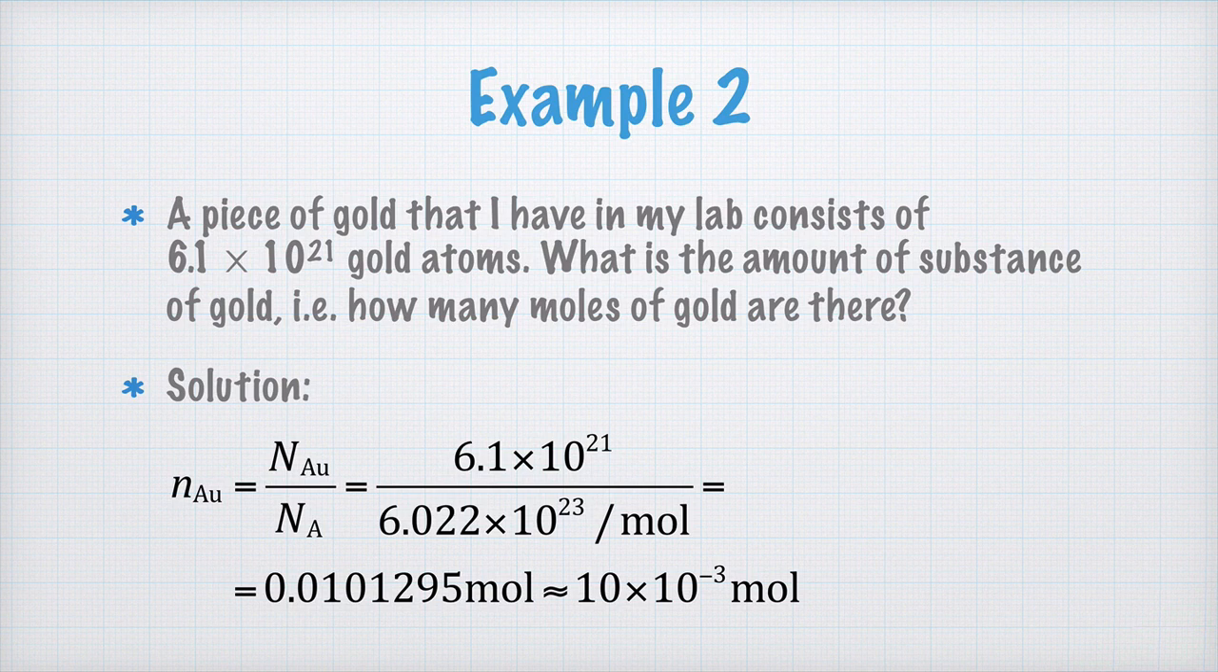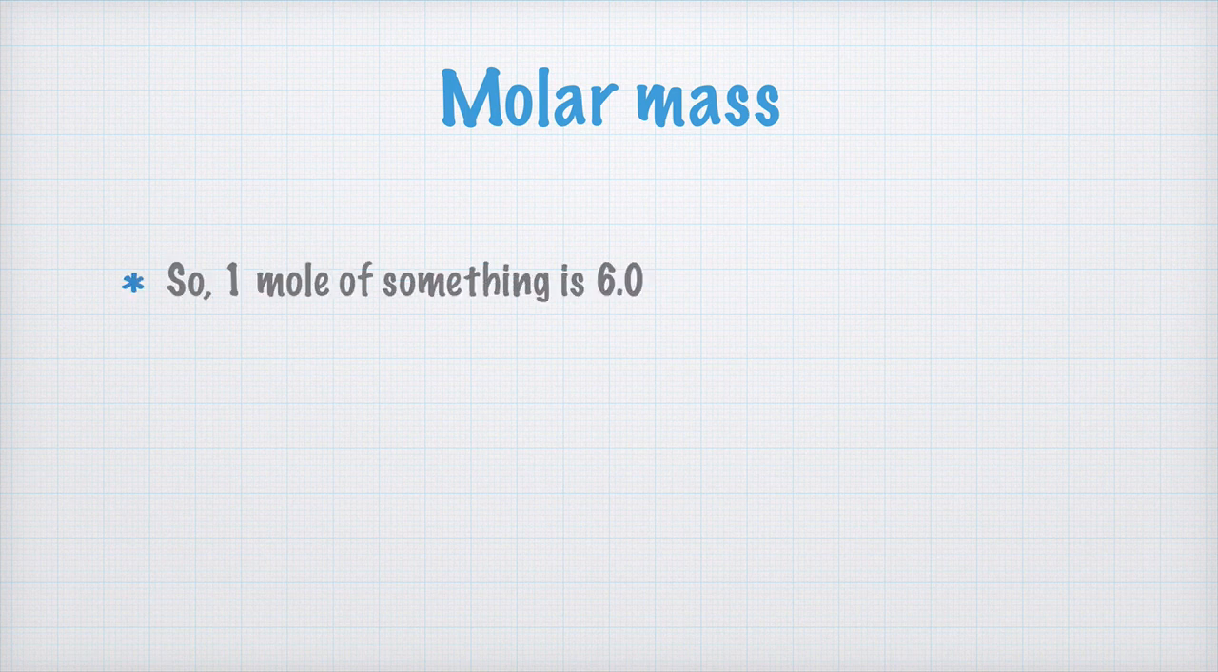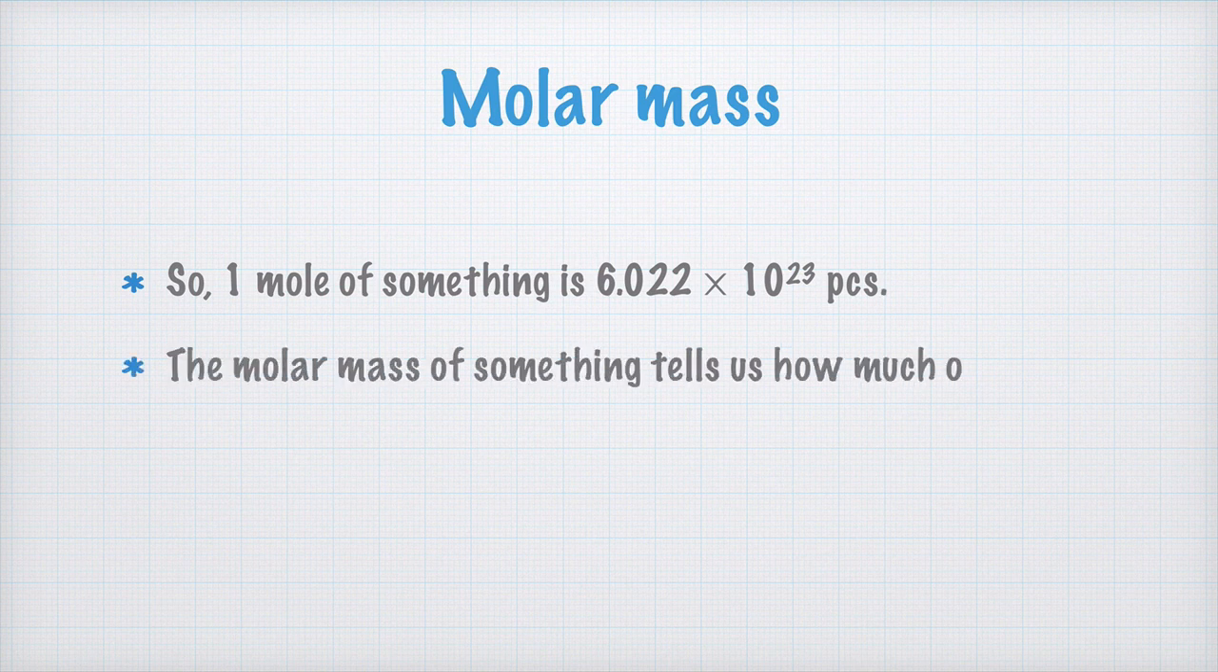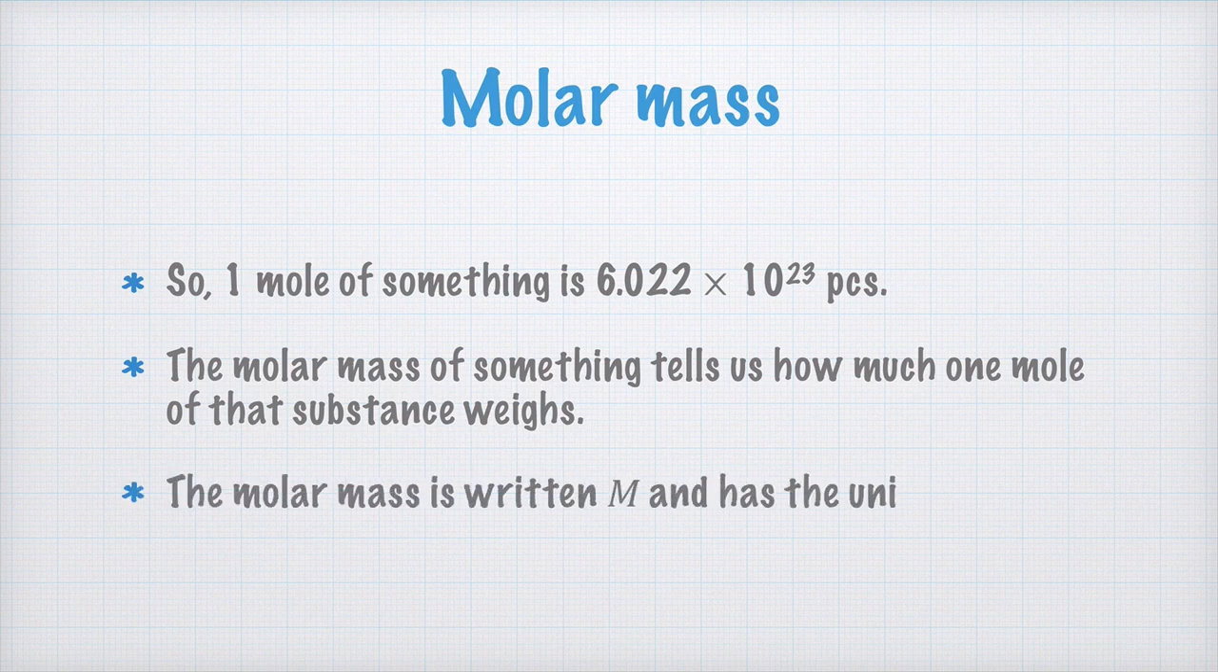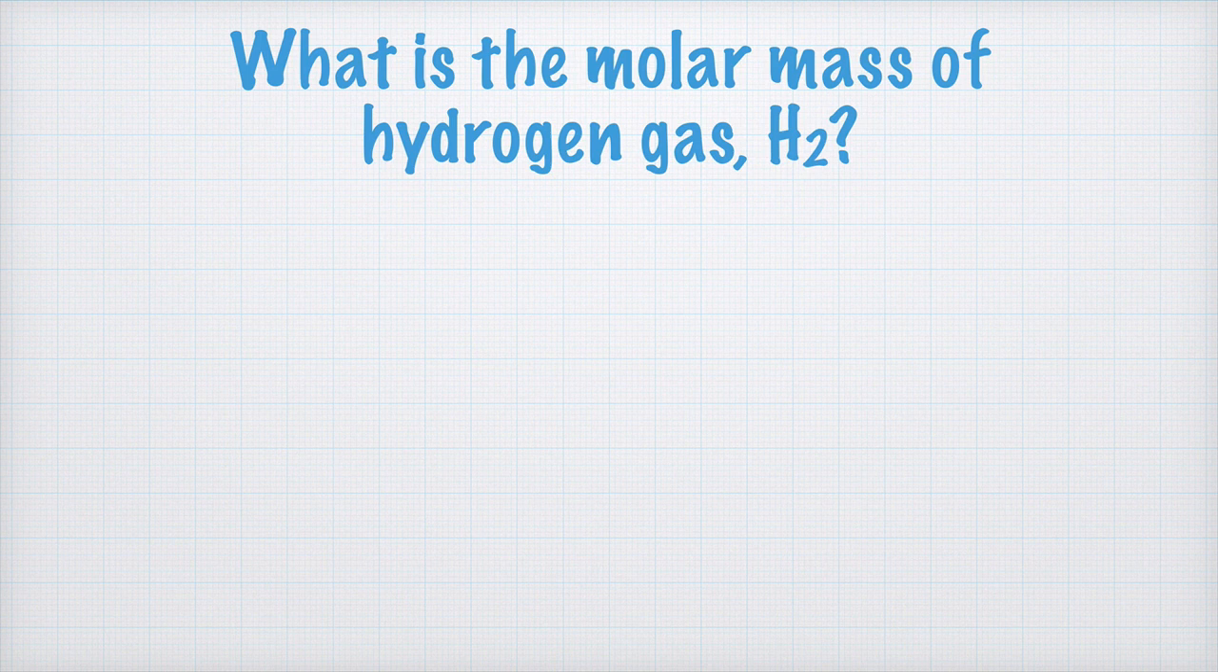The amount of substance is intimately linked to the molar mass. We already know that 1 mole of something is 6.022 times 10 to the 23 pieces. Molar mass tells us how much a mole of something weighs. The molar mass is written with an italic M in this way and has the unit grams per mole. Let's calculate the molar mass of hydrogen gas.